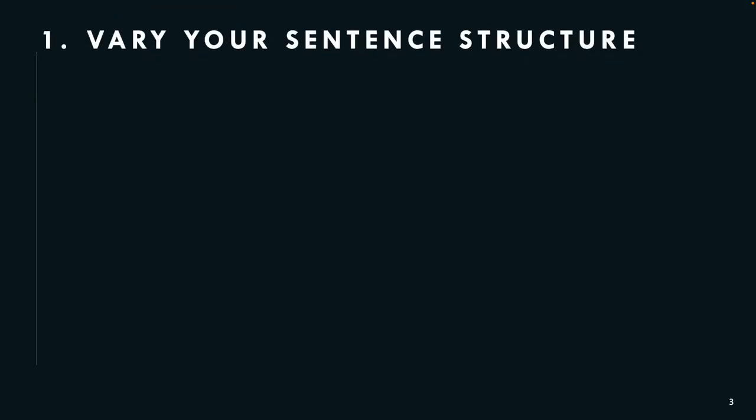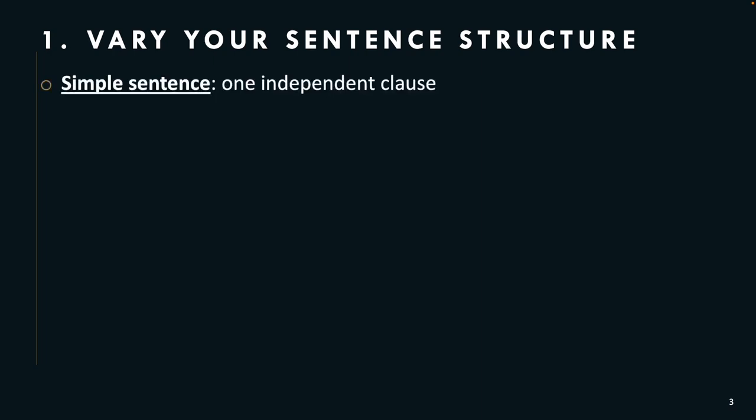Vary your sentence structure. By now, you should be able to understand what an independent and dependent clause is. A simple sentence is basically one independent clause. Let's take a look at the first example: Mary and John split their assets equitably. We have the subject, Mary and John, then a verb, split, and then an object, assets. Equitably is an adverb. An independent clause can stand alone. There is a subject and there is a verb.